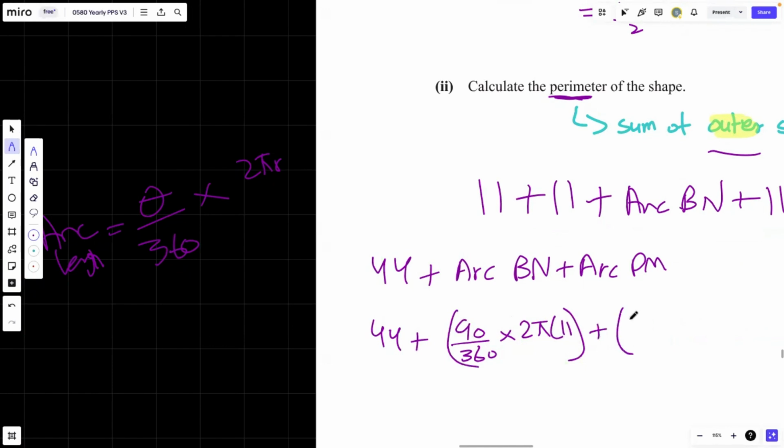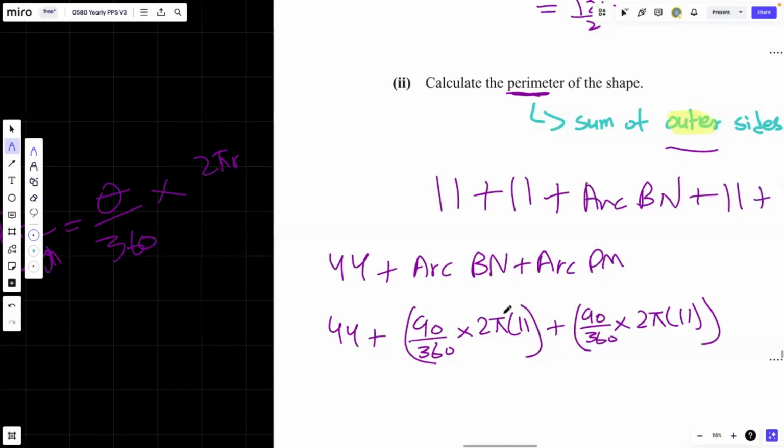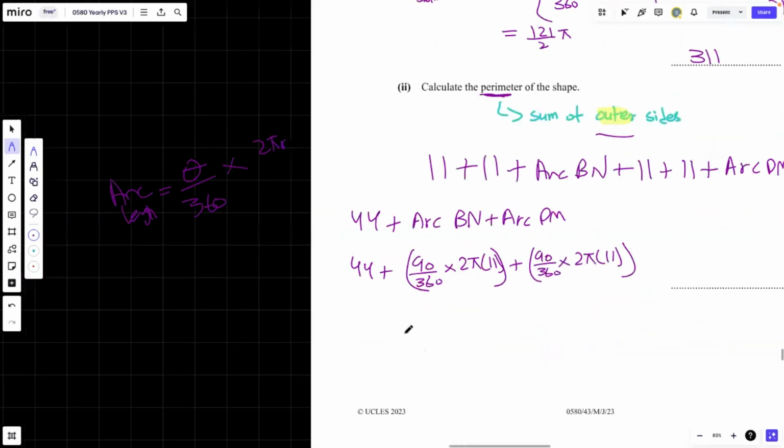And you do the same for that one as well. Or you can just do times by 2 also, that also works. But for method marks, it would be better that we show the entire working properly here. And then we can just use our calculator to do 44 plus 90 over 360 times 2 pi into 11. And then you can either add the same answer or times it by 2.